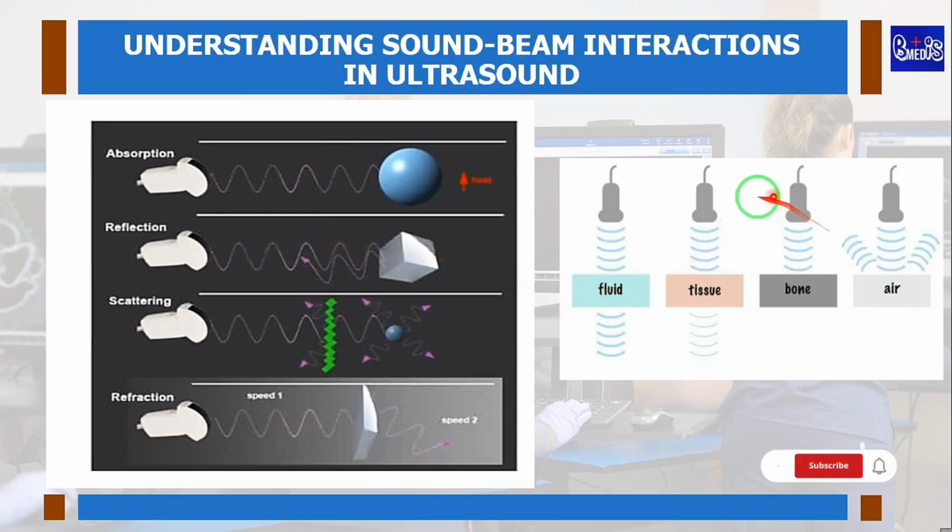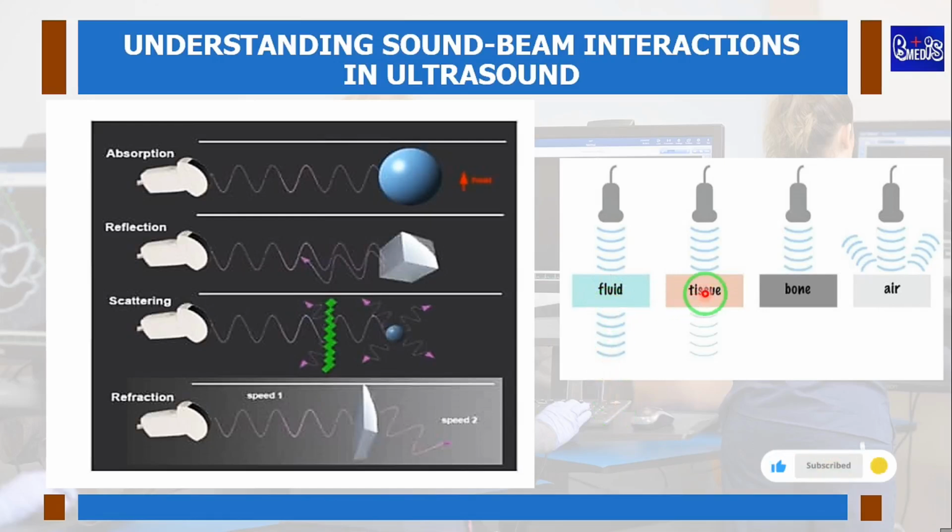Also, looking at this diagram here, we can see the effect of sound energy on different materials such as fluid, tissue, bone, and air. Now, fluid has total transmission of sound waves. It allows for adequate transmission of sound waves, which allows us to get adequate transmission and reflection. That's why structures that contain fluid are usually used as acoustic windows. That's why if you are scanning the uterus, you use the urinary bladder as an acoustic window. It helps for total transmission of ultrasound energy.